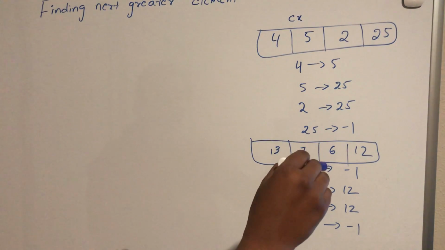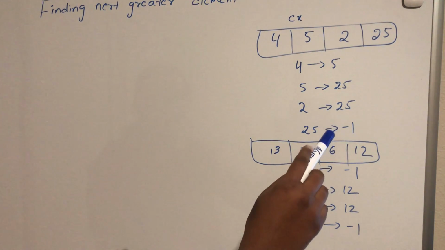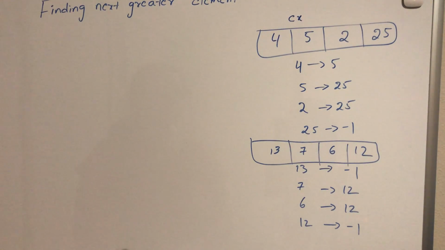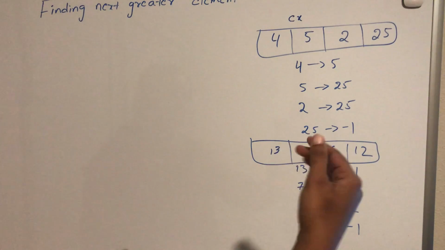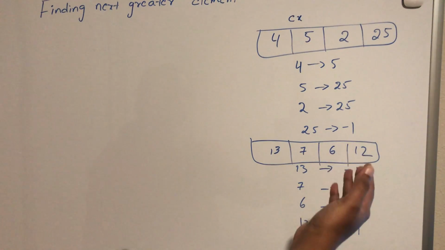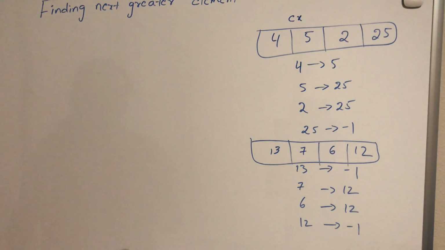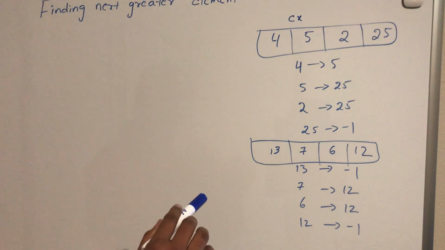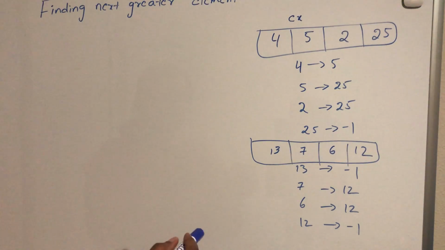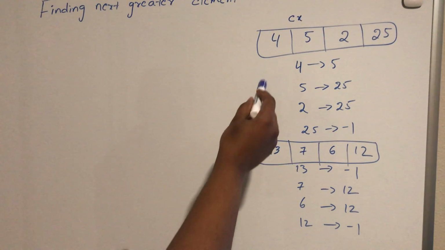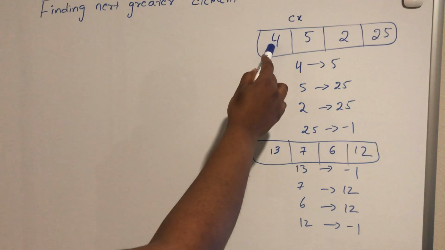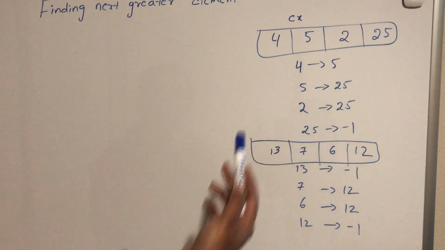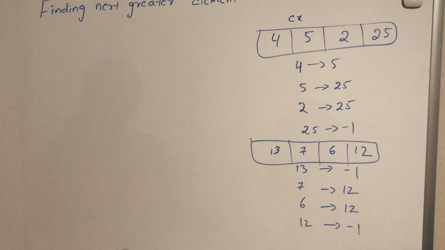The next greater element of the last element of the array is always -1. So for this problem we can use two loops, one inner loop and one outer loop. We take each element in the outer loop, compare it with all the other elements, and find the next greater element. That will take O(n squared) time complexity.